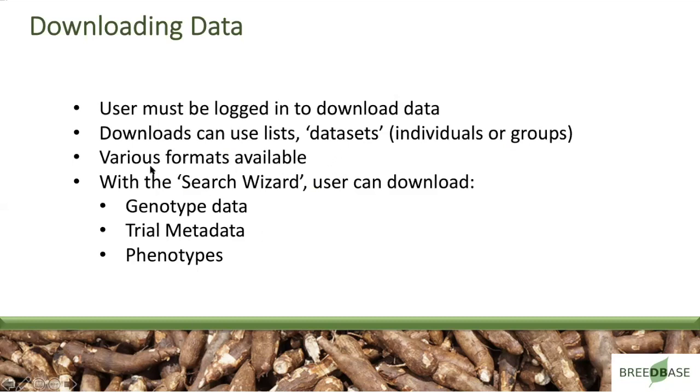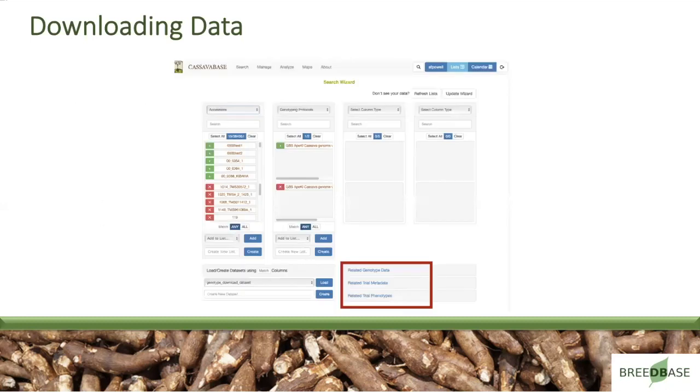So there's also various formats available. This is somewhat dependent on the type of data that a person is trying to download. So with the search wizard, you can download genotype data, trial metadata, phenotypes, among other things. I think there's a few subcategories within that. So this is the search wizard that was demoed earlier. So down in this bottom right corner, you may have noticed these options: related genotype data, related trial metadata, related trial phenotypes. So those are the various options for downloading data.